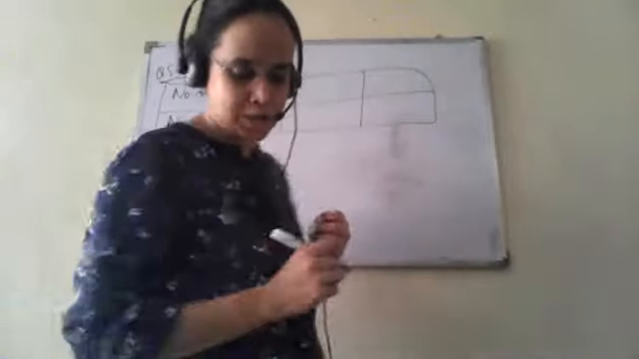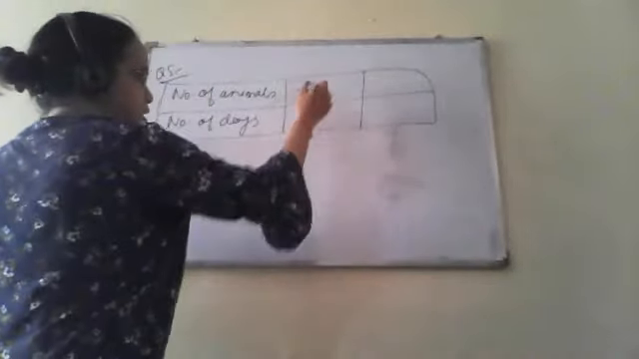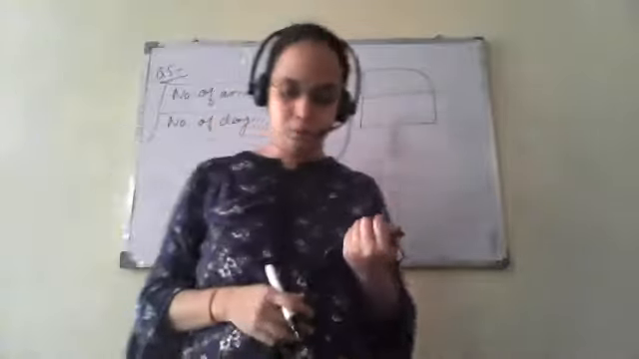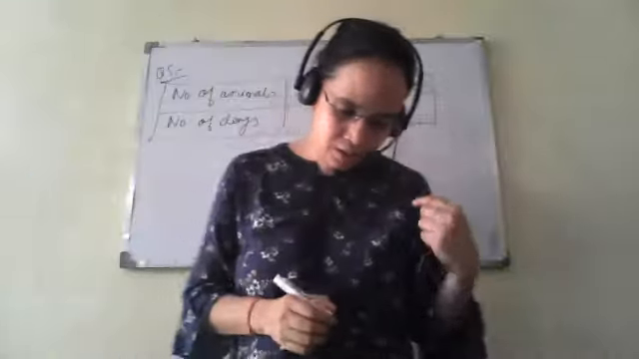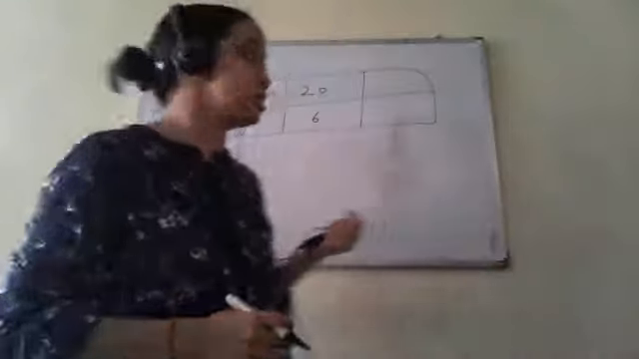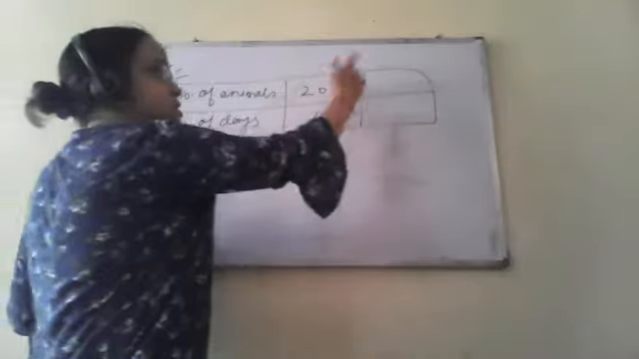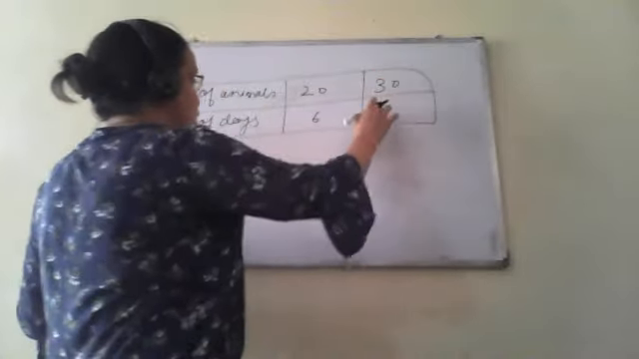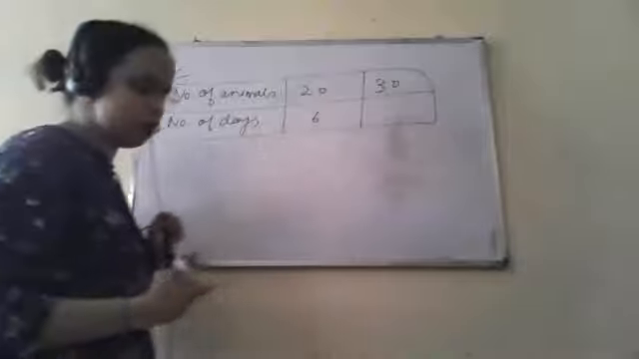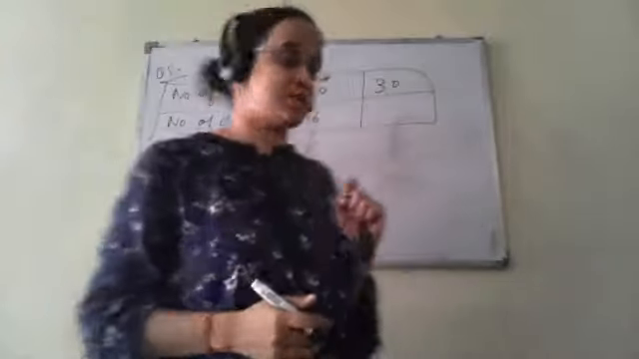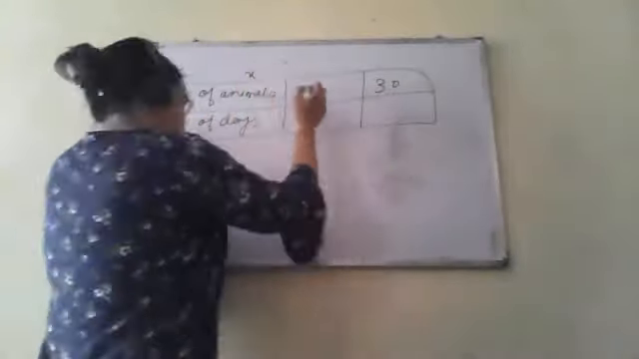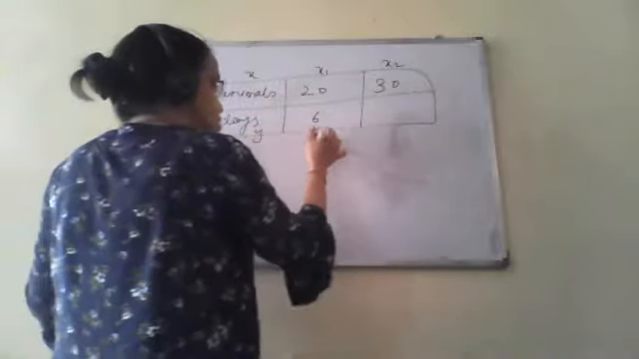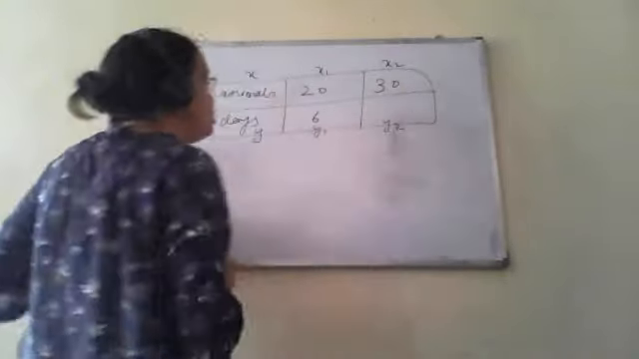Now initially he has 20 animals and the number of days for which the food is going to last was 6 days. Now he is adding 10 more animals. The number of animals becomes 20 plus 10, that is 30. We have to calculate for how long this food will last. So again this is our x, this is x1, this is x2, this is our y, this is y1, this is y2. Y2 we have to calculate.